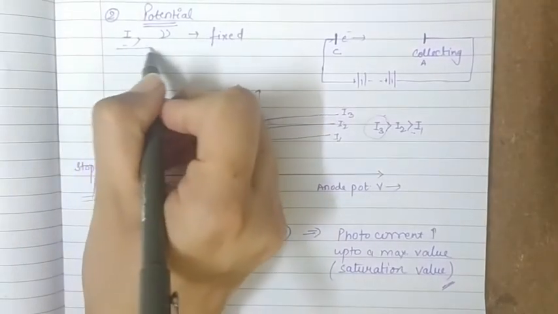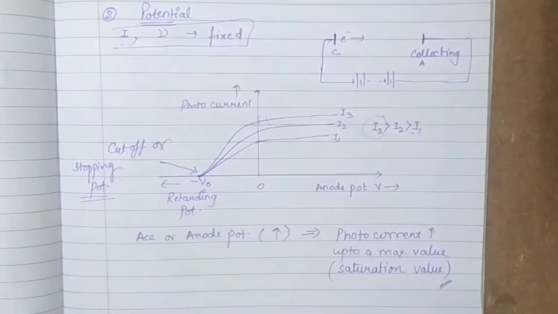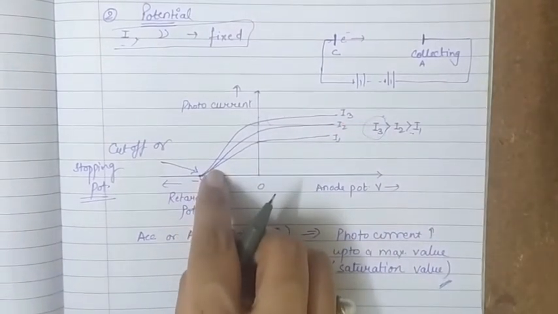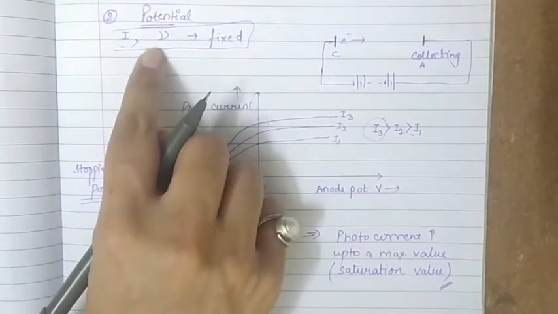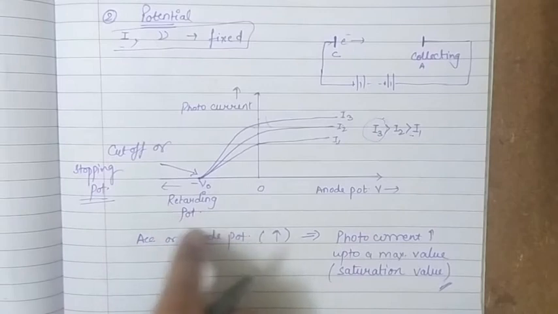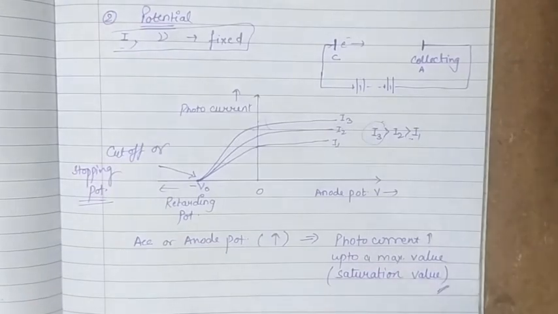This was the situation when frequency was fixed. If we change intensity, the value of stopping potential will remain unaffected. For all intensities we get the same value of stopping potential, but we have to keep frequency fixed. If we change the value of frequency, this value of retarding potential will change.